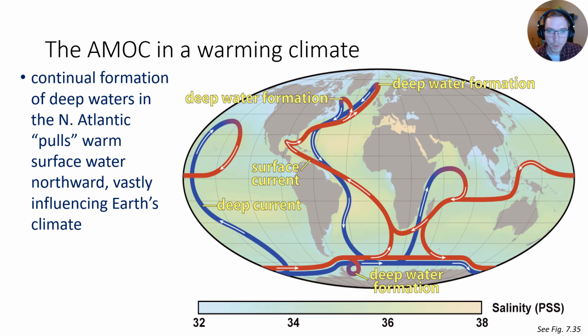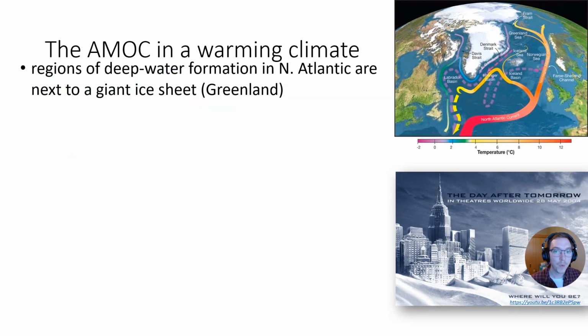So that continual formation of deep waters in the North Atlantic pulls warm surface water northward and vastly influences Earth's climate. Like I said, these regions of deep water formation in the North Atlantic are right next to a giant ice sheet, the Greenland ice sheet. And as that ice is melting, we've got this influx of fresh, cold water. And what it's doing is it's starting to throw off the AMOC, this Atlantic Meridional Overturning Circulation.